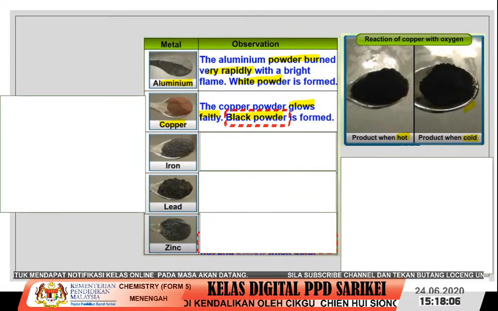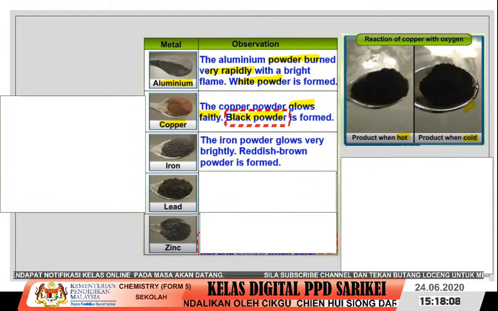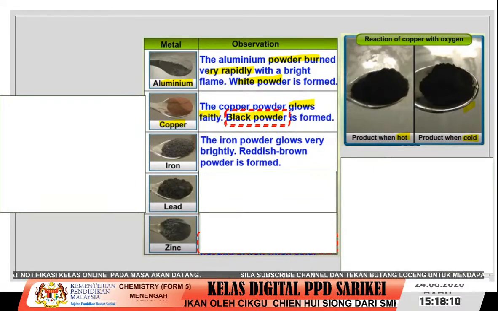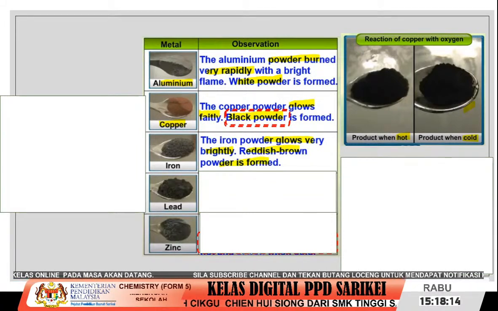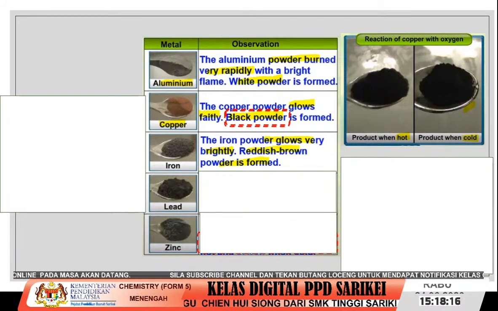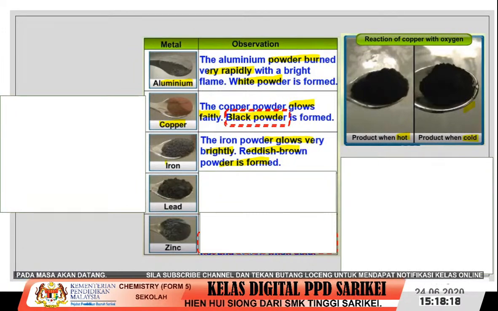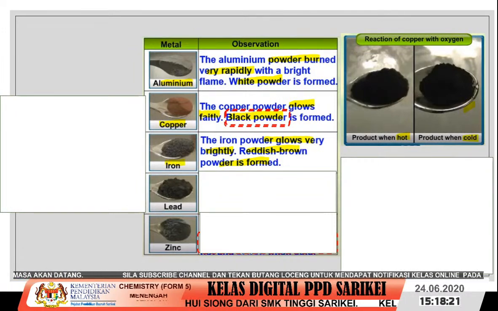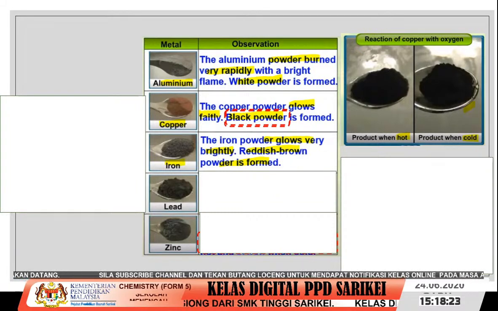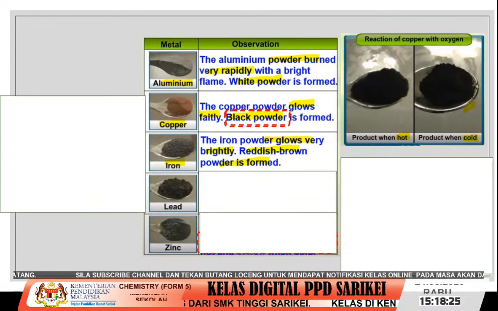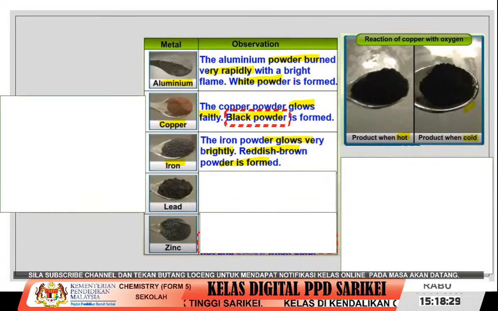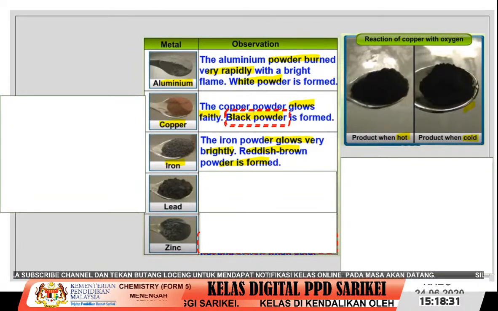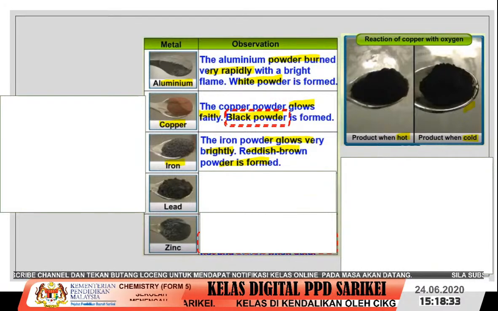How about iron? Iron powder glows very brightly, and then a reddish brown powder is formed. The initial color of iron metal is gray solid. The end product of the reaction is iron(III) oxide. Iron(III) oxide is the iron rust that you learned in the previous lesson. The color of the rust is reddish brown.